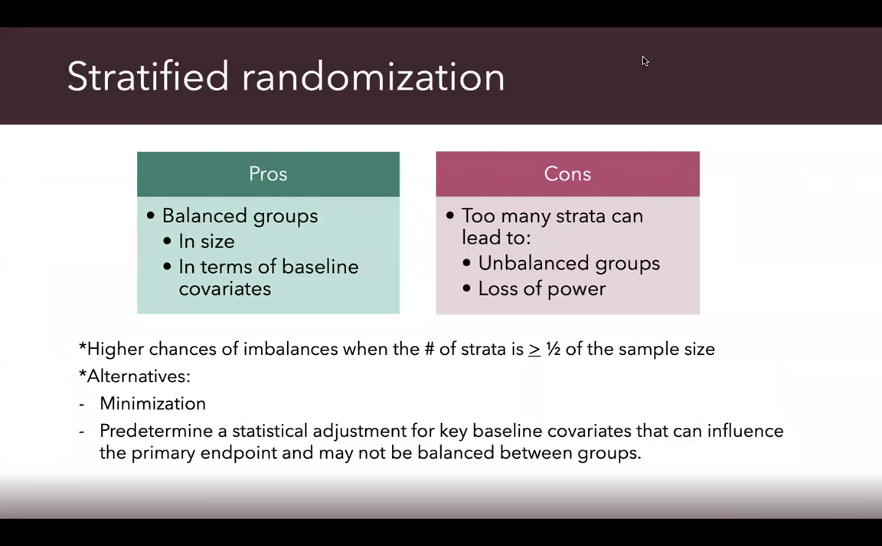The pros of this randomization method are that it ensures balanced groups in terms of size and baseline covariates. But if too many strata are used, it can lead to the complete opposite, which is unbalanced groups and loss of power to detect differences between them. There are higher chances of imbalances when the number of strata is greater than half of the sample size. And to be able to handle this, we can use alternatives such as minimization, which you will see in depth later on, or to predetermine a statistical adjustment for key baseline covariates that can influence the primary endpoint.